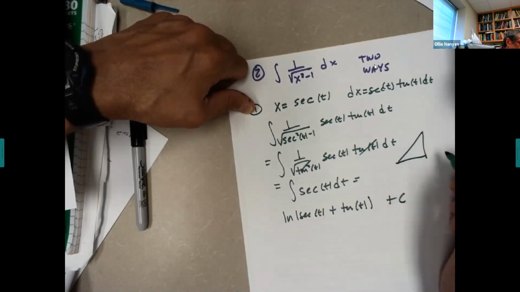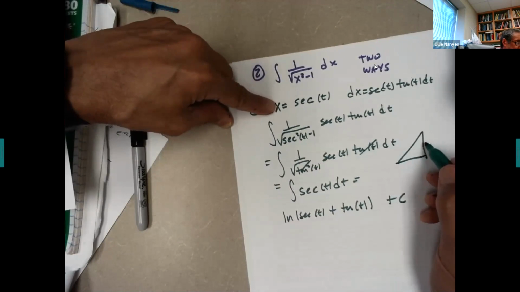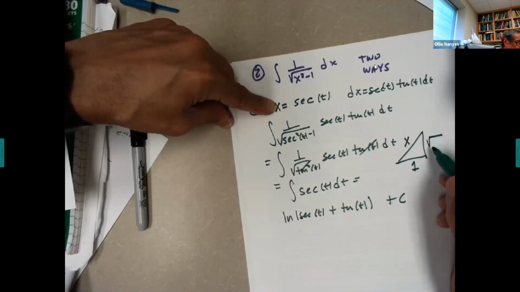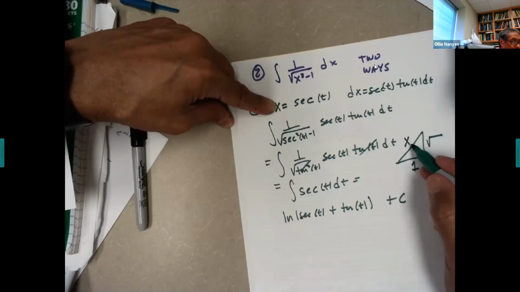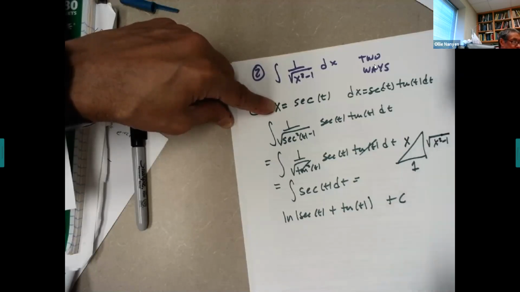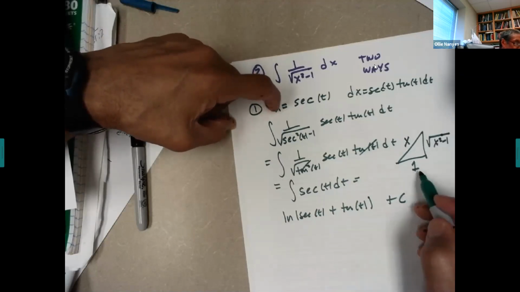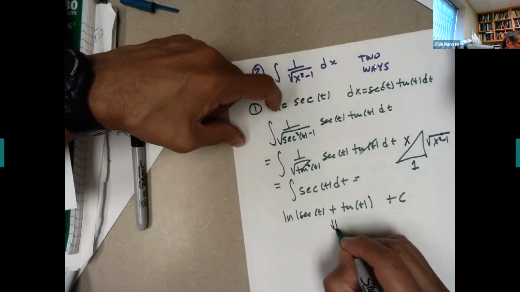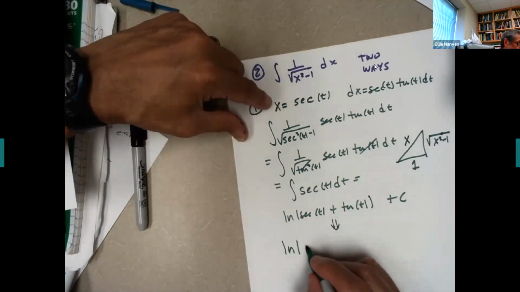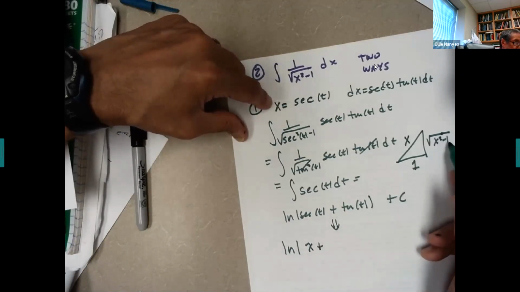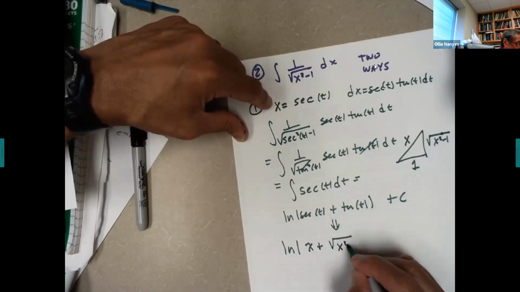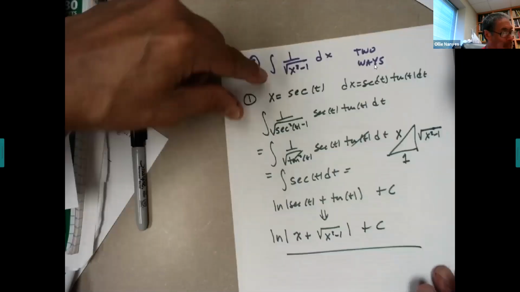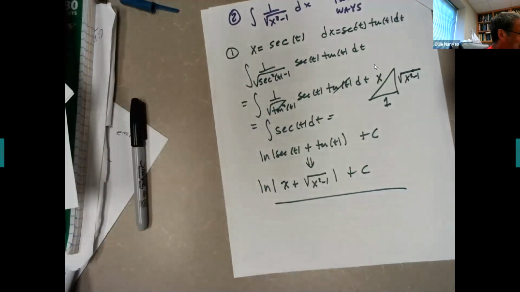Now we set up our triangle. Remember, x is secant t. Secant is going to be hypotenuse over adjacent. And remember that 1 squared plus whatever this squared is equal to that squared. So in order to solve for this, that's going to be the square root of x squared minus 1. Okay, so this transforms back to the natural log. Remember, this is secant t, so it's going to be x plus tangent, which is the square root of x squared minus 1 over 1. And that works out pretty easily.